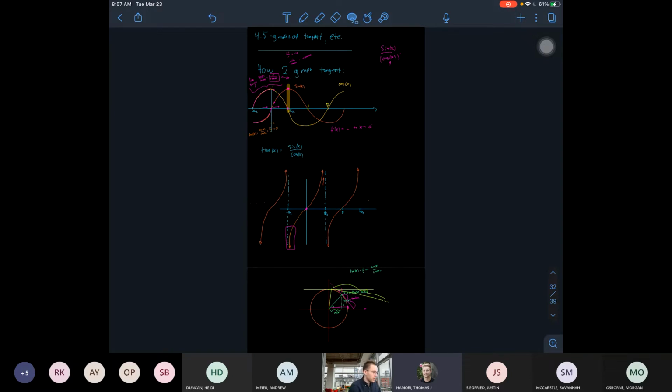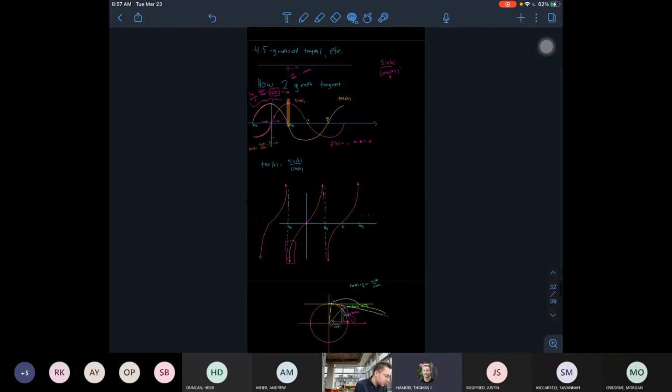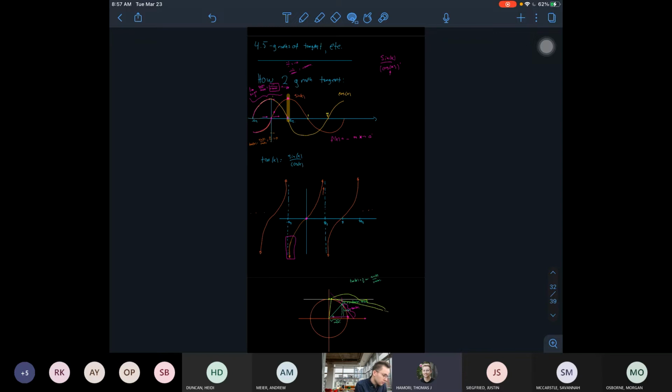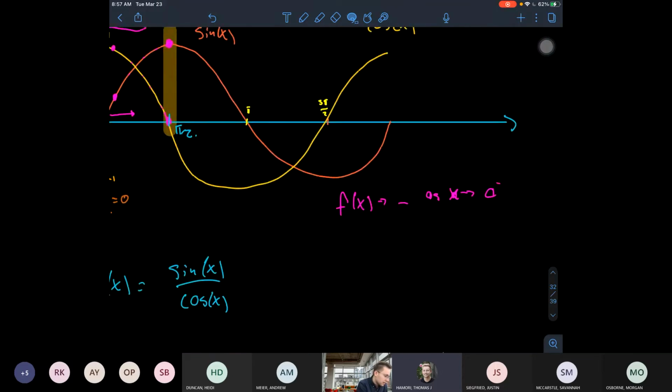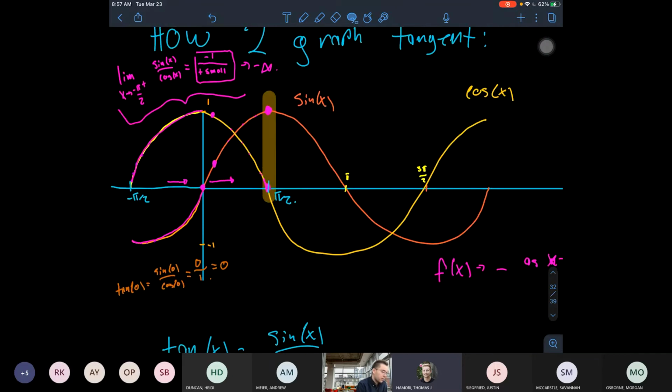Okay. I would say my recommendation to you all would be, in my opinion, I think the simplest way to think about what the graph of the tangent function should be is to consider the division of the heights of these two functions, okay? So at a given point, we just take the height of the sine function and we divide it by the height of the cosine function, okay?